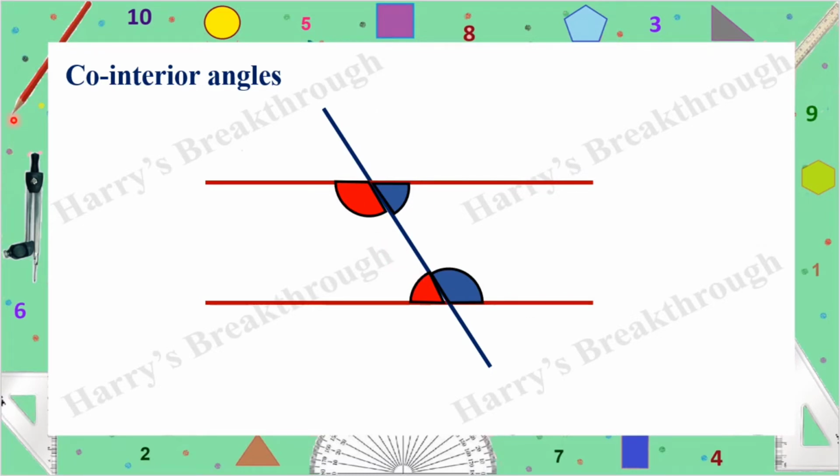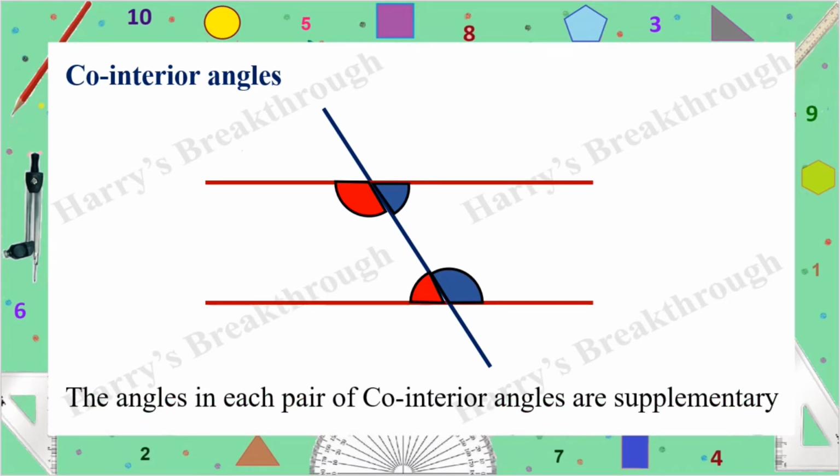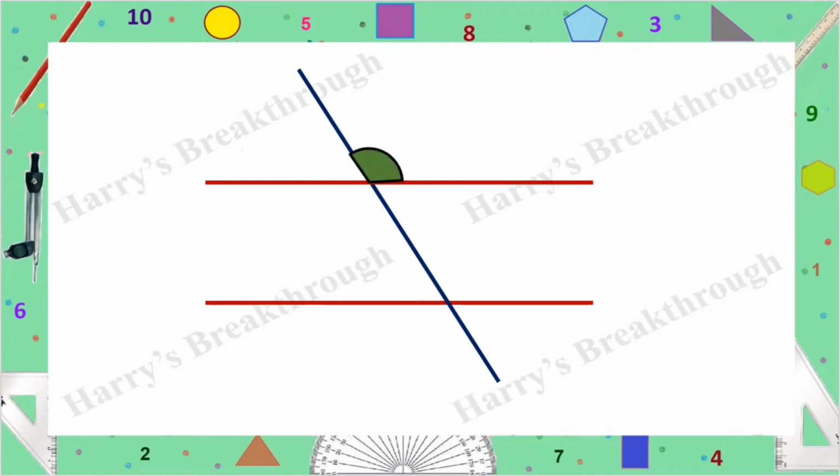If the sum of two angles is 180 degree, we can call them supplementary angles. That means the angles in each pair of co-interior angles are supplementary. That is, co-interior angles are also supplementary angles.